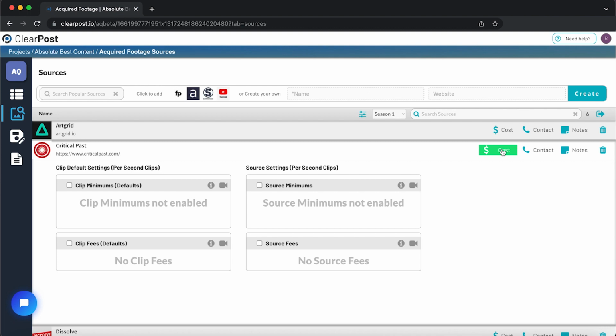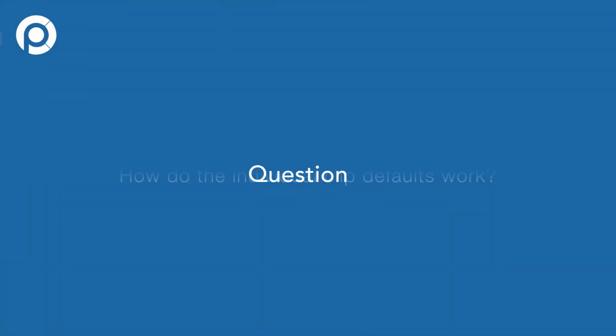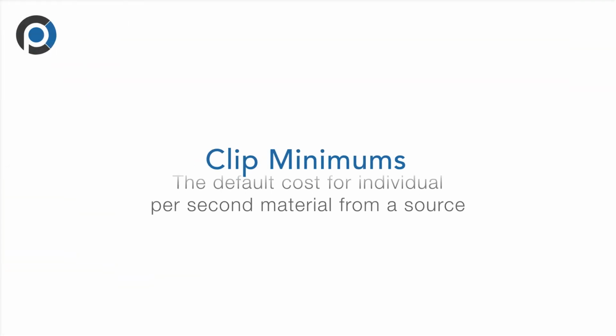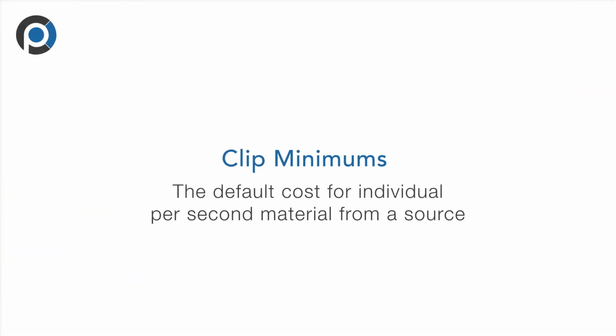Now back to that almost knowing everything about individual cost settings. ClearPost understands that a lot of the time, a source is likely to be charging the same rate for most of their material. So here, in this first column, we can set a default individual cost for everything from this source. So while this setting is in the source cost section, it's actually just an easy way to globally set individual costs for this source. So how do these default settings work? Let's start with learning how to use clip minimums.